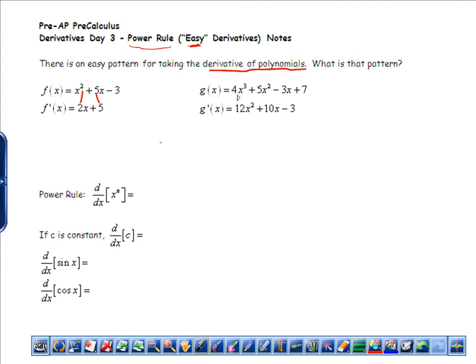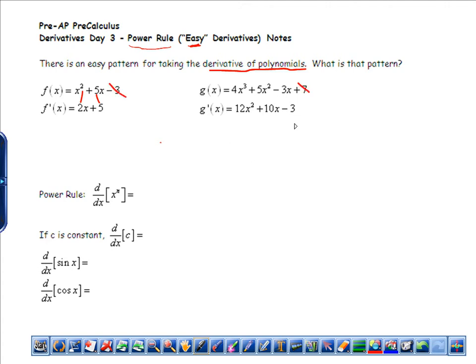Okay, so notice on the next one, I'm going to go ahead and tell you that each term works individually. This is why this works on polynomials, because it's made up of individual terms. So here I have 4x cubed equaling 12x squared. All right, so we've got a 3 and we've got a 4, and here we've got a 12. Okay, let's see if we can develop a pattern. We've got 5x squared. Again, we've got a 5 and a 2, and down here we have a 10, and then we have a 3, and then this 7 kind of drops off like how the 3 dropped off.